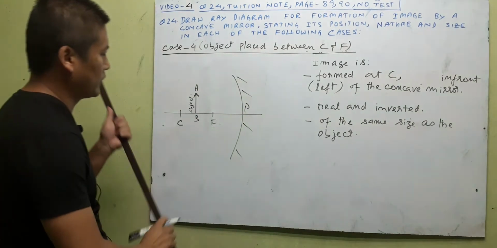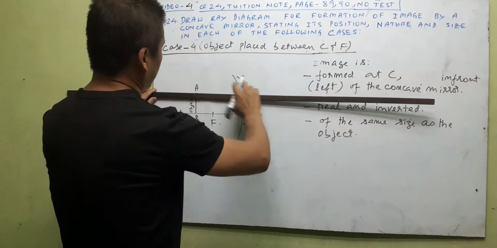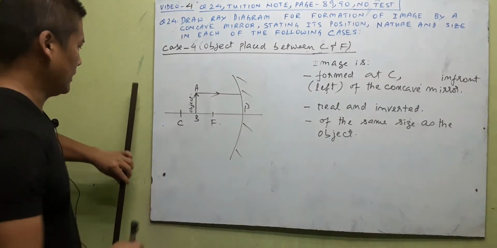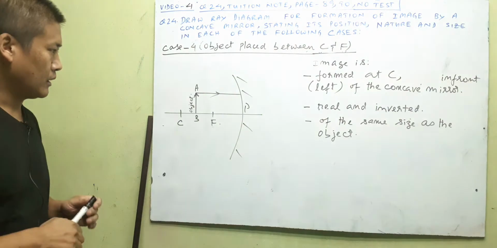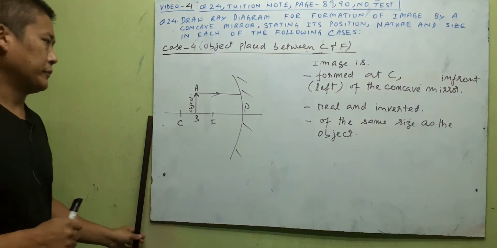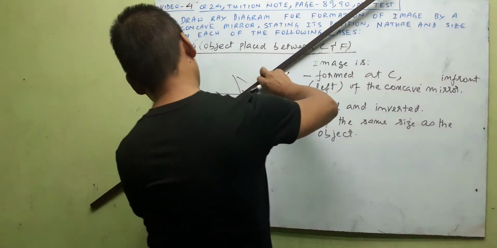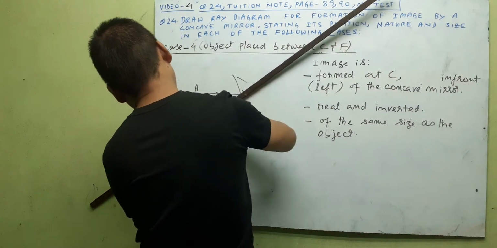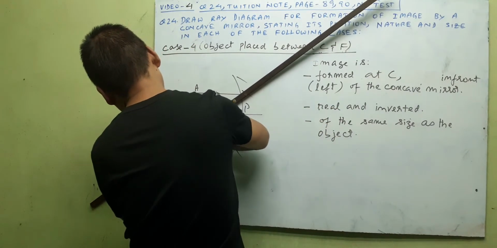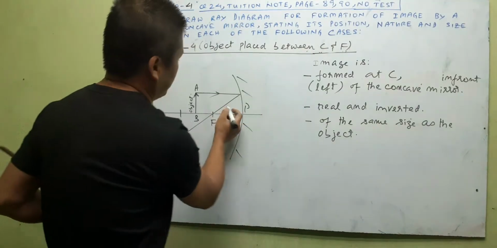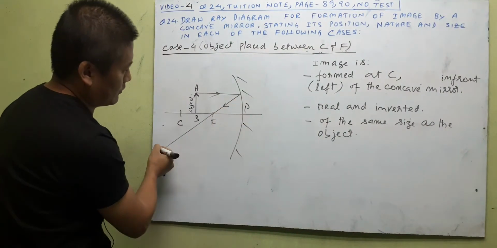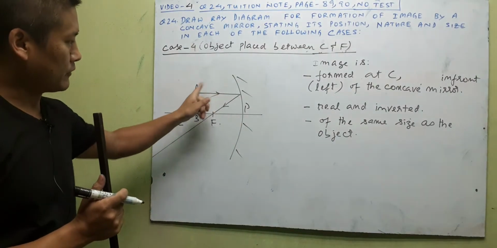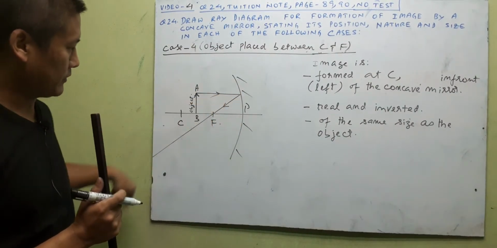Now from the top of the object you draw an incident ray parallel to the principal axis. This is the incident ray. Now you know the rule, this ray will reflect and go to the focus, so let it go through that. So mark the direction, right to left, opposite to the incident ray, which is from left to right. The reflected ray therefore must be right to left, right?